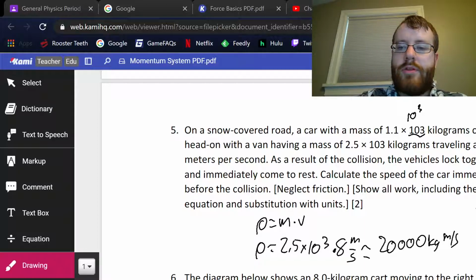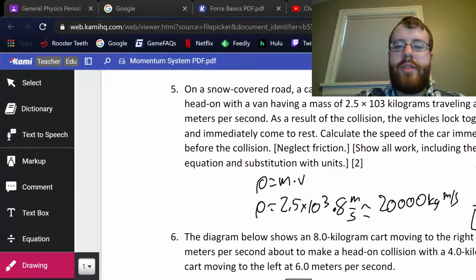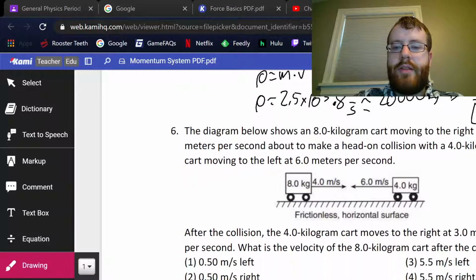Divided by the mass, which is 1.1 times 10 to the third kilograms, which gives me a total speed of 18.2 meters per second. And it's a pretty logical number. That's a little bit less than highway speed, which makes sense.